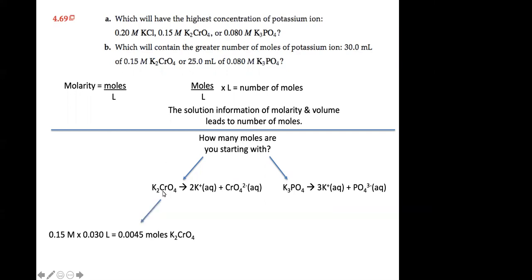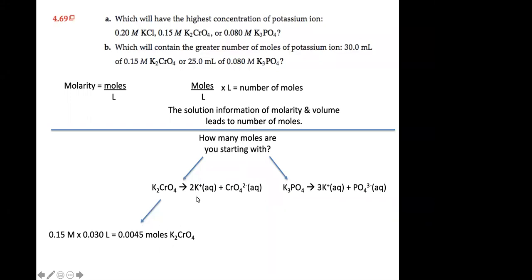This is how I would set up for the first one. How many moles am I starting with? Well, I have solution information. It tells me that I have 30 milliliters of a 0.15 molar solution. I'm going to be combining the molarity with how many liters that is to get to the number of moles. In chapter 4, being able to convert between milliliters and liters, moving the decimal point 3 times, we're going to end up using quite often. So moles per liter times number of liters I have gets me to the number of moles.